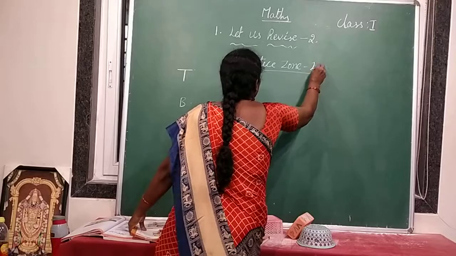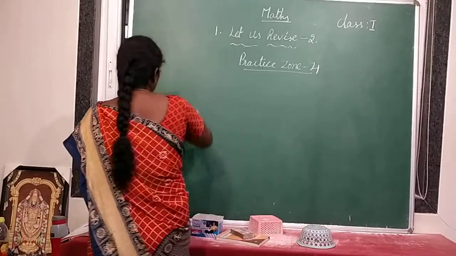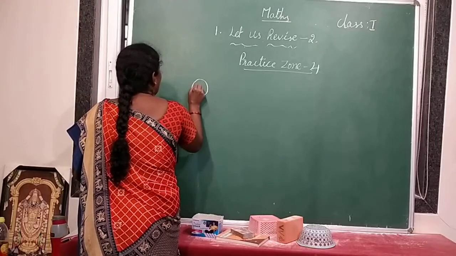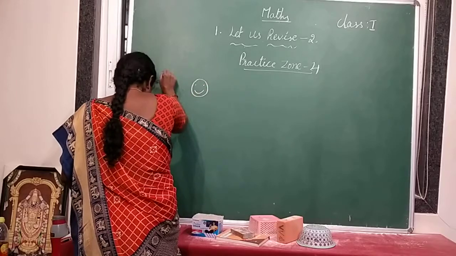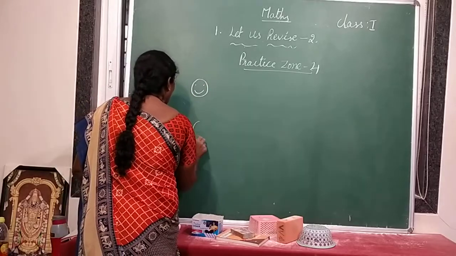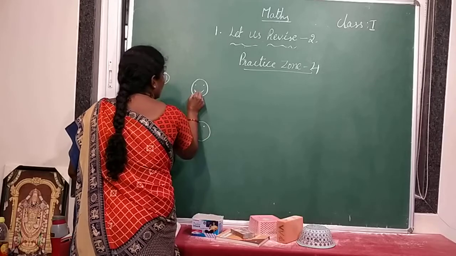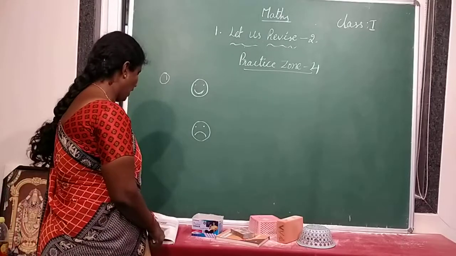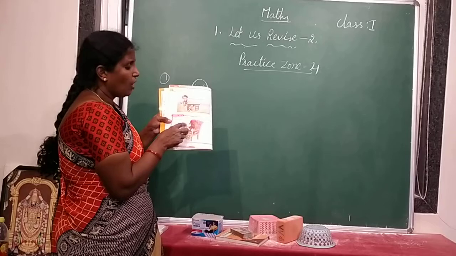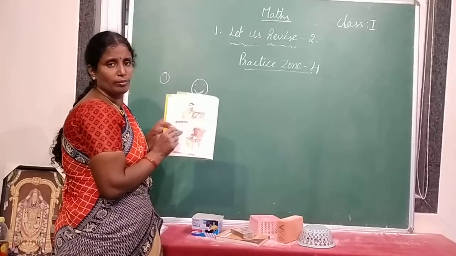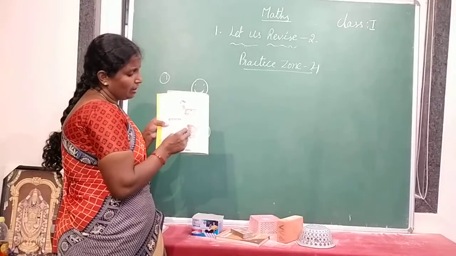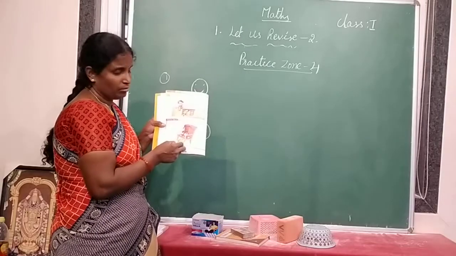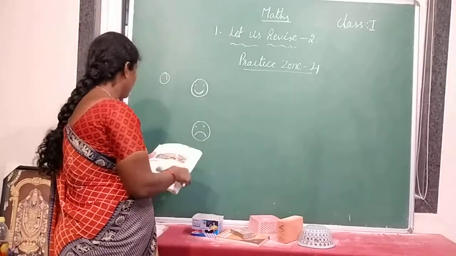So in practice zone 4, draw a smiley face for the toy and a sad face for the ball. So simple. Like this we have to draw. So two faces you have to draw, because the toy is on the chair. And next, the ball is under the chair. So that is the difference. And next, above, below.